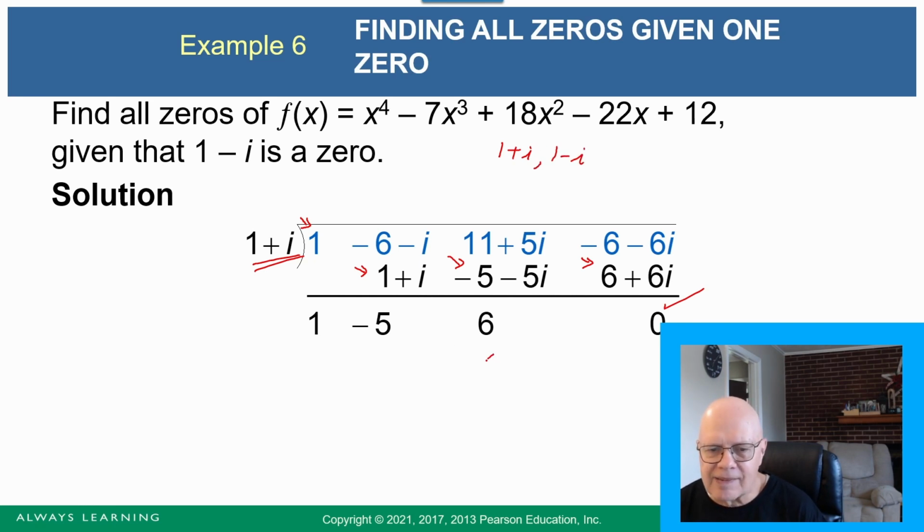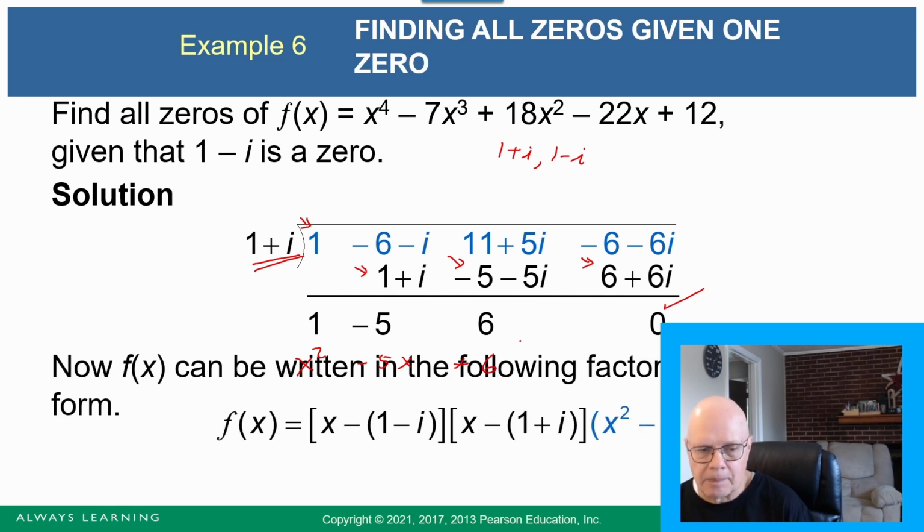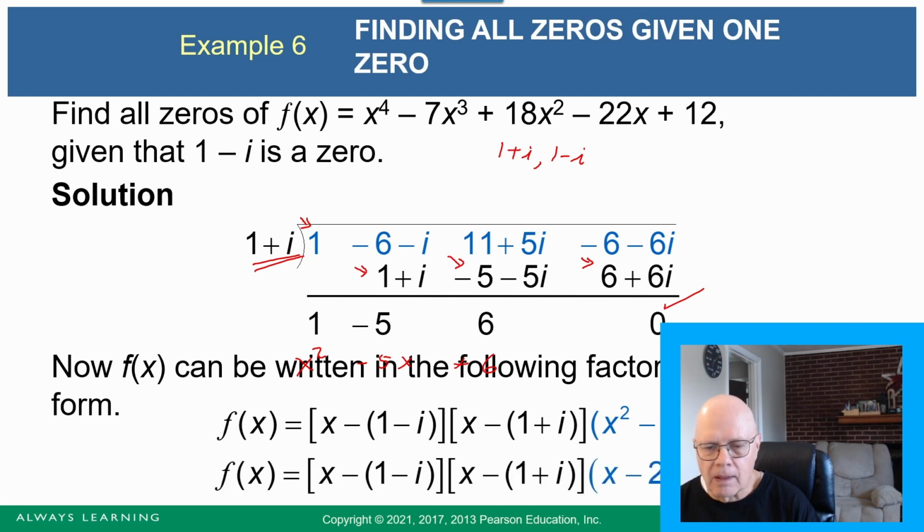And here you've got 6, that's the x term, and this is the x squared term. That's your third factor. And it's a quadratic, and that means we can use the quadratic formula, or we can factor to get the other two factors. There we go. The x squared minus 5x plus 6 is ready to be factored, one way or the other. And there is f of x written in factored form.